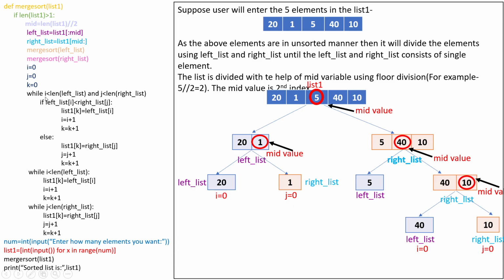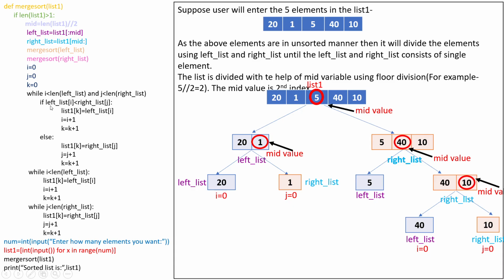While i is now 0, 0 less than length of left list. Over here the length of the left list is 1, 0 is less than 1, true, and j is also 0. 0 less than length of right list, which is 1, so 0 less than 1, true. Both conditions are true, so it will go inside the while loop.